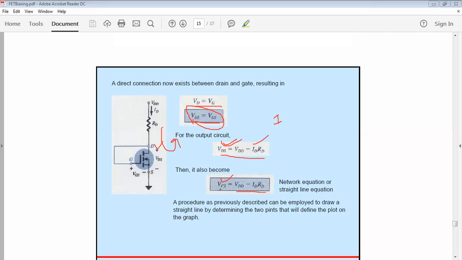The procedure is the same. Once we know the VGS expression, substitute this VGS expression in the current equation, and find the current expression or current value of the given data. Once you know the current, VDS is equal to VGS, right?